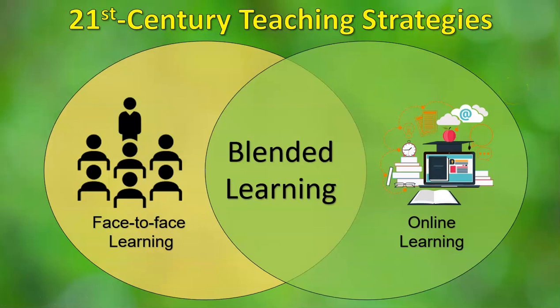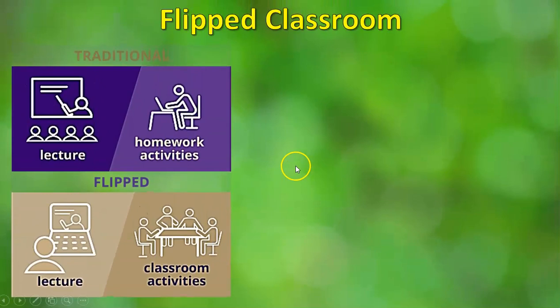Blended learning is the umbrella for all learning types, which includes face-to-face and online learning. One of that is the flipped classroom. Why is it called flipped classroom? Because in traditional learning, the teacher lectures in the classroom, and then towards the end of the class, the teacher will say, okay, for your assignment, do this at home.